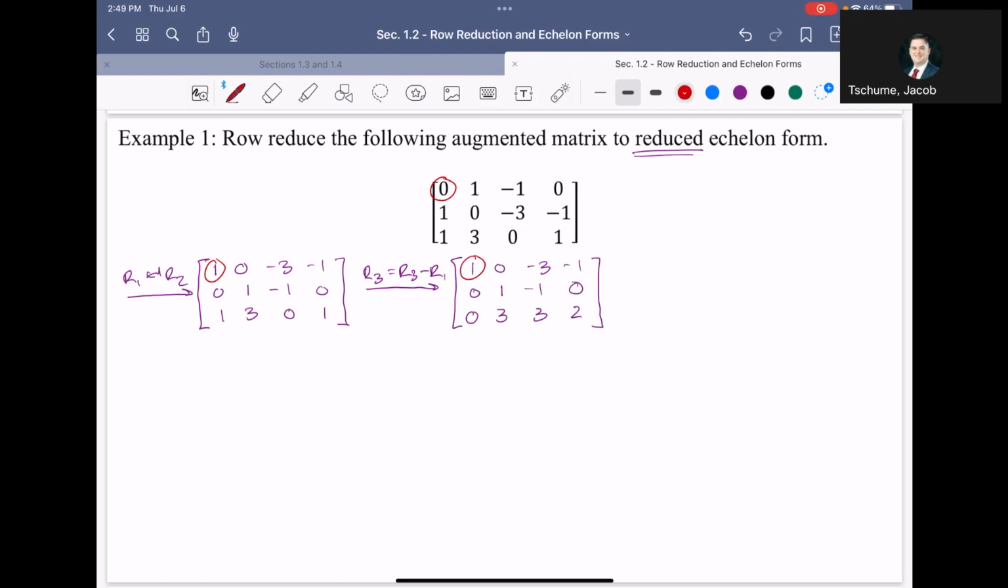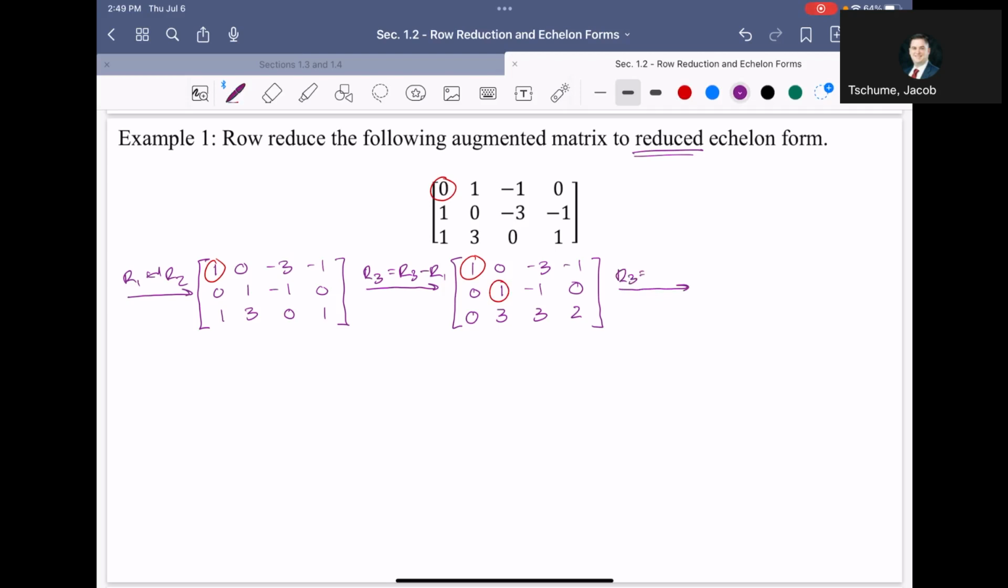So our first pivot position is done. If you look to the next row down, your next pivot position should be in the next column over, hopefully, which it is. We move down to this 1, which is already the number that we want. We just need to make everything above it and below it 0. Above it's already done. We just need to change the 3 on the bottom.